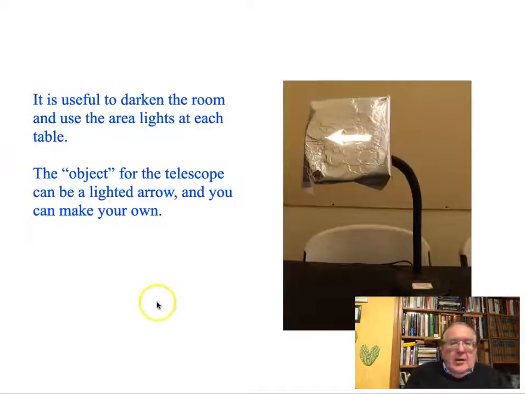Now, in a lab, for example, or in a classroom, you want to have something that's lighted. So one thing you can do is take a regular little table lamp and put aluminum foil over it and cut out an arrow. So now you have a bright arrow that you can look at to make a telescope and look at this light, or you can use this light far away to get the focal length of any lens.